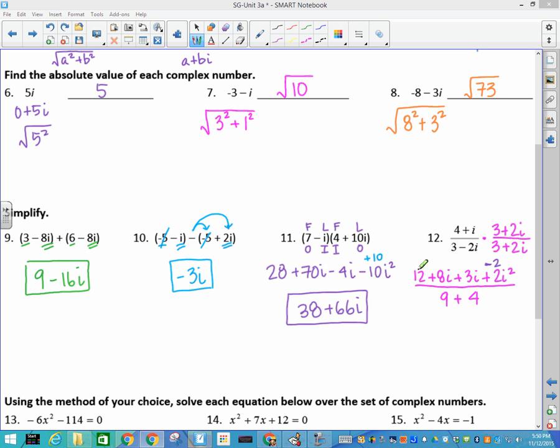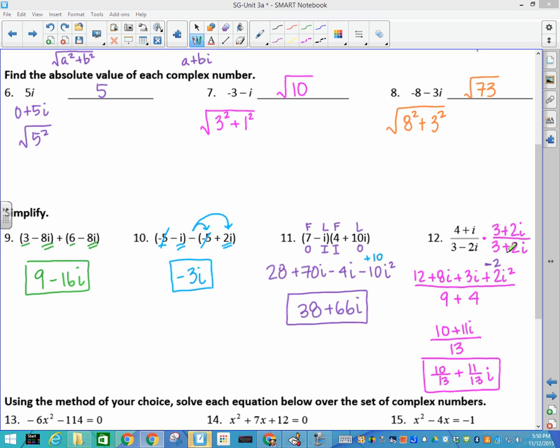So now when I want to combine 12 minus 2, I'm going to get 10. And then 8i plus 3i is 11i, all over 13. And these are complex numbers, so we do need to write them in the form of a plus bi. So we put 10 over 13 plus 11 over 13i. And that is our answer.